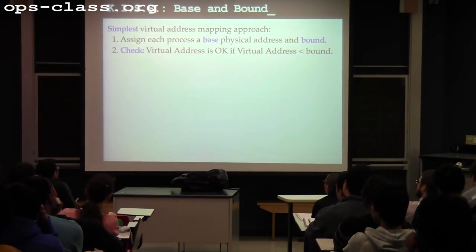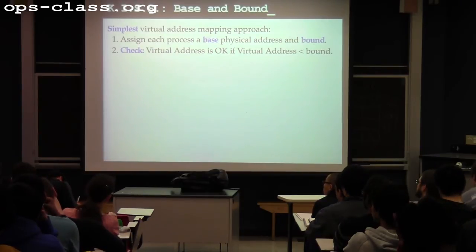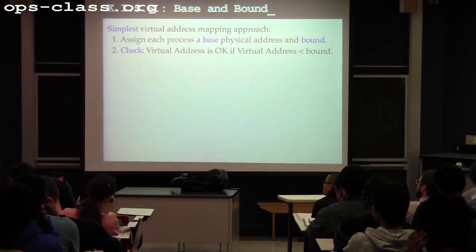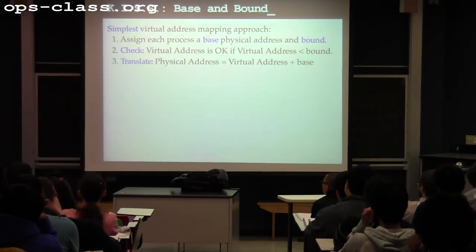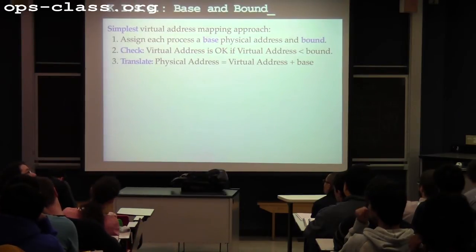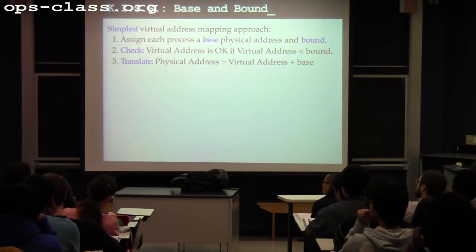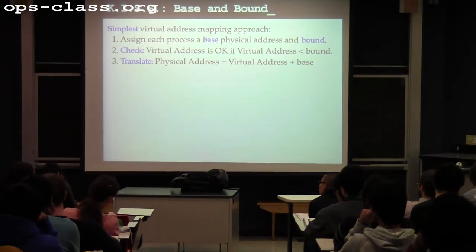Now, you're probably already starting to wonder, how would I implement my address space abstraction using this? That's a very good question. Just bear with me. This is an old system. So I check to make sure the virtual address is okay if it's less than the bound. And if it is, the translation requires a single computation. I take the virtual address and add it to the base.